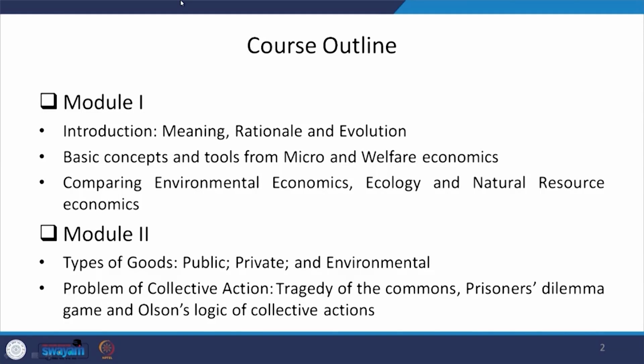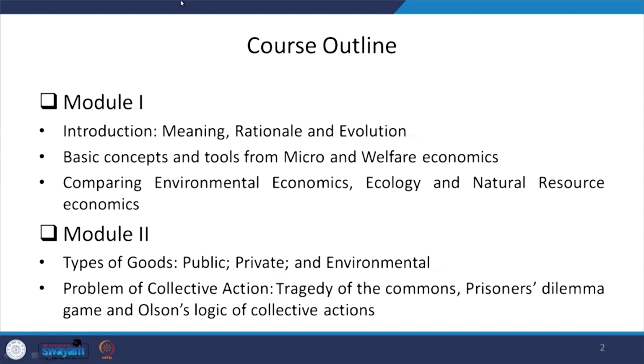First module is introductory and covers meaning, rationale, evolution of environmental economics. Basic concepts and tools which we will use very frequently in the coming discussions are also discussed in this module, and we will also compare environmental economics with other subdisciplines of economics which are very close to environmental economics, like ecology and natural resource economics.